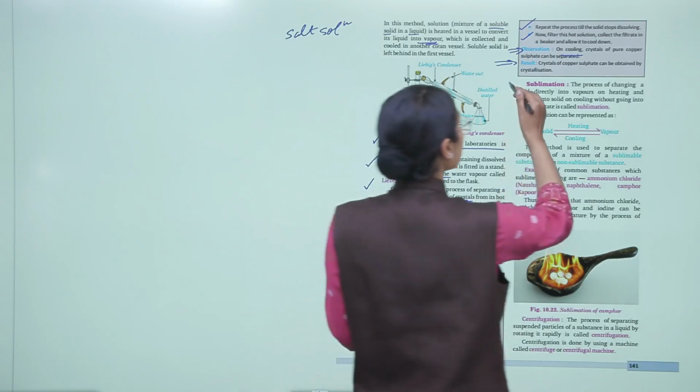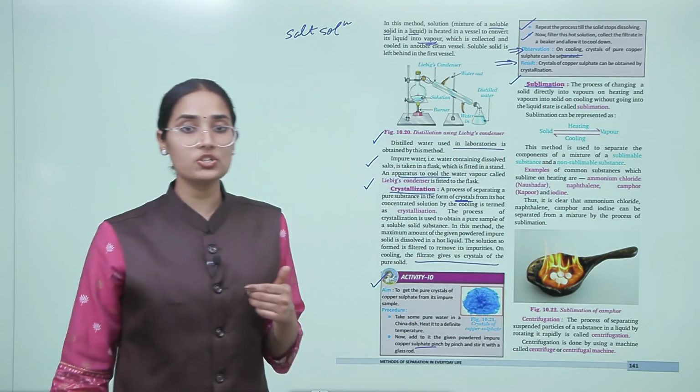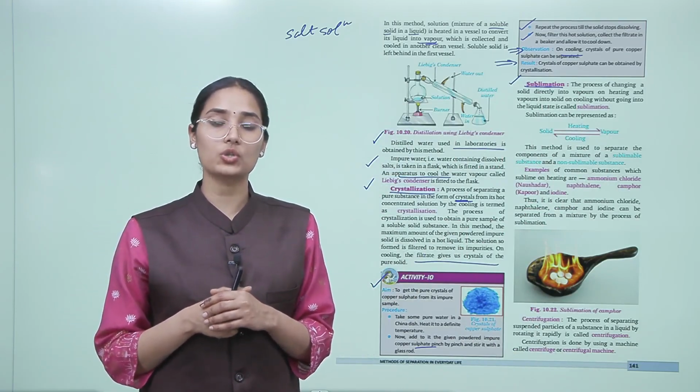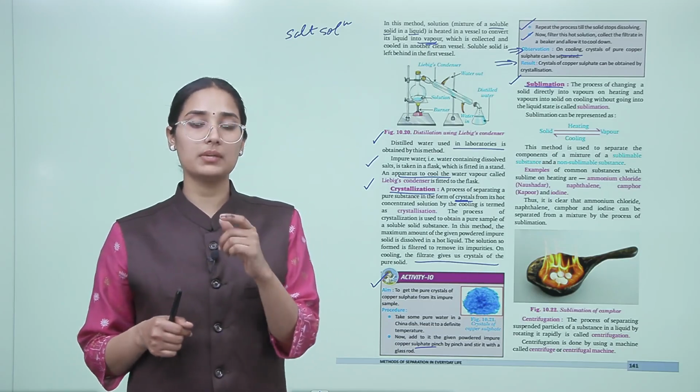Now we have another process called sublimation. So the process of changing a solid directly into vapor on heating, and vapors into solid on cooling, without going into the liquid state, is called sublimation.